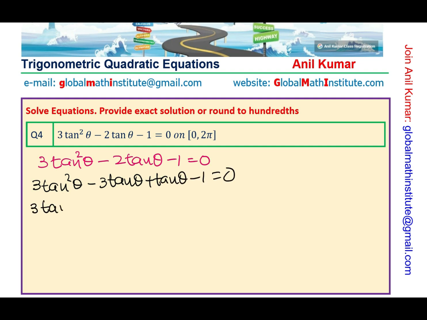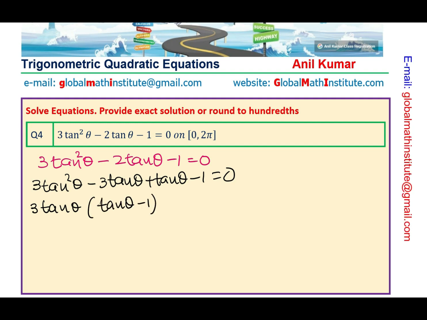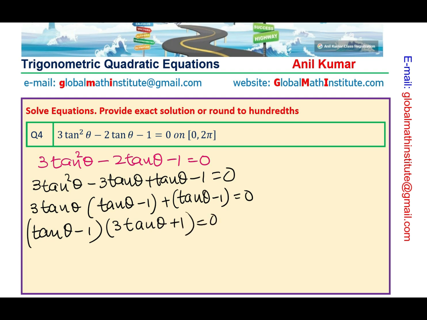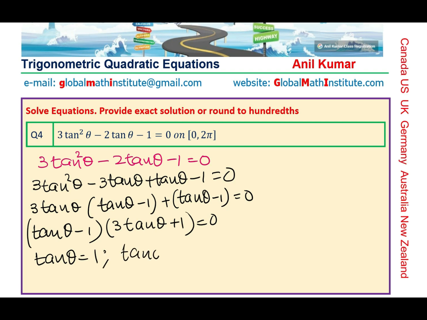3 tan theta is common between the first two terms. You get tan theta minus 1. And here we have tan theta minus 1 equals to 0. Now tan theta minus 1 is a common factor. So we get 3 tan theta plus 1 equals to 0. That gives you tan theta equals to 1 as one solution. Or we get tan theta equals to minus 1 over 3.